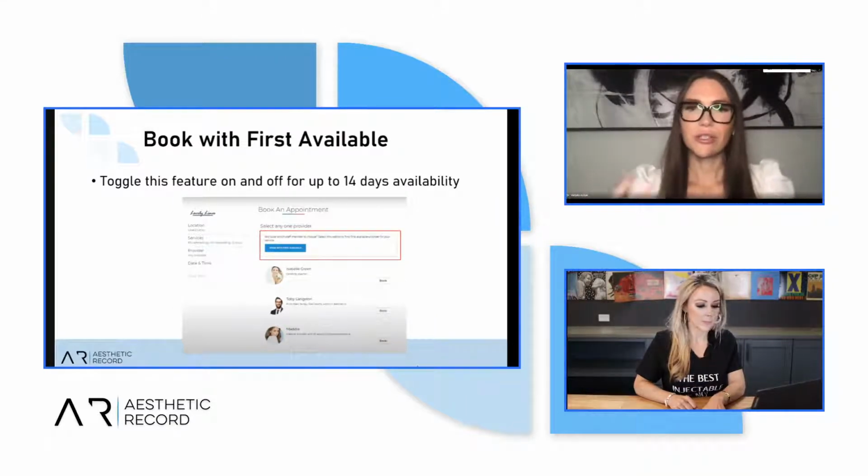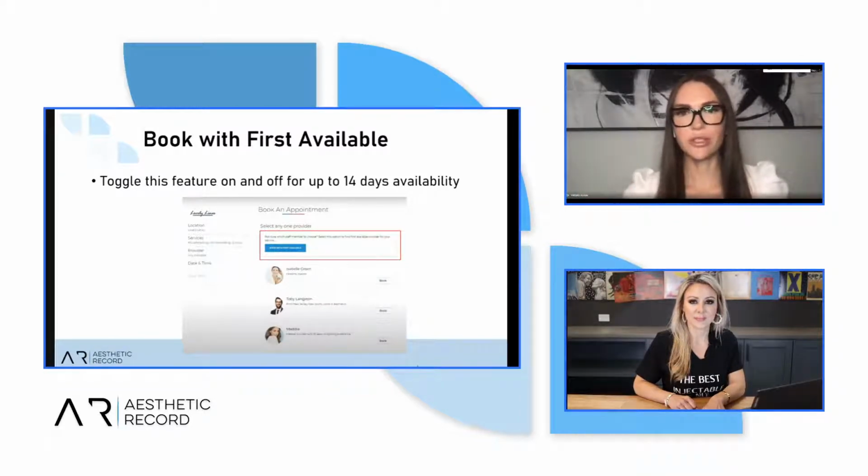So when we get actually inside of aesthetic record, we'll show you, we did add a nice little text. There was a little bit of confusion before of like, how long does book with first available actually show? So like Tiffany said, it is just 14 days, but there is a text now that says, please note if you'd like to get later availability, please select a provider, but we'll show you guys what that looks like. But it's been helpful from the patient perspective to have that verbiage listed on the screen.